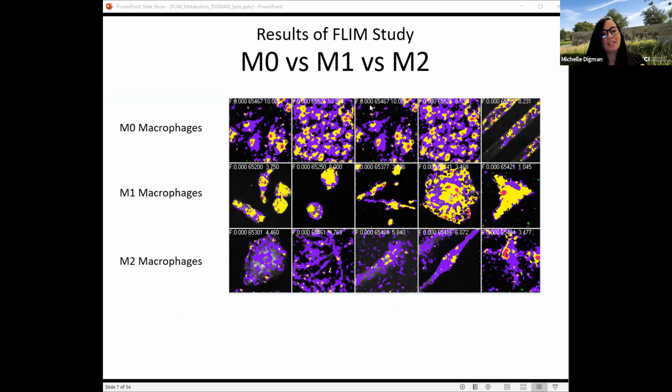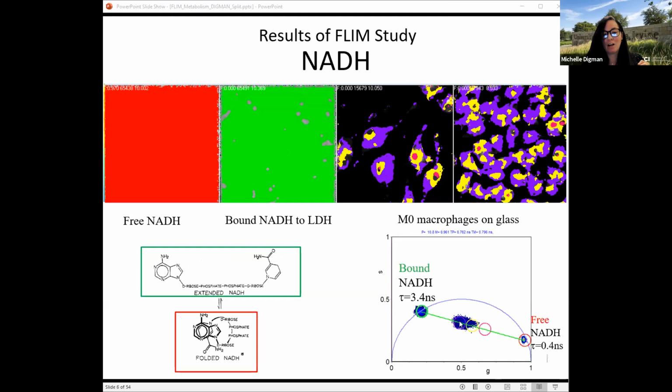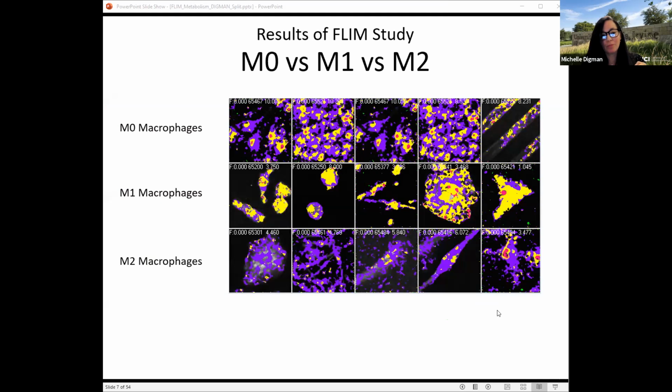And so for this study, we looked at M0 macrophages and compared them to M1 and M2 macrophages. And we can actually differentiate these two distinct macrophages using different biochemical components. With the color pixels here, which I didn't talk about, more purple is a higher fraction of bound NADH, more red is a higher fraction of free NADH. Just looking at the colors, you'll notice that M1 macrophages, which were the dark order, have more yellow pixels.